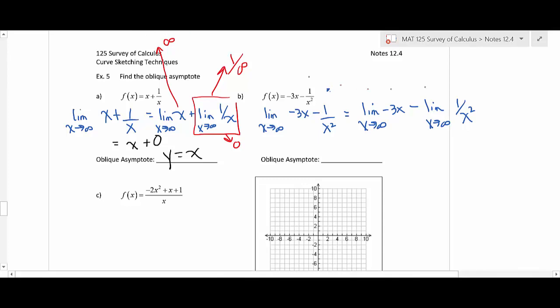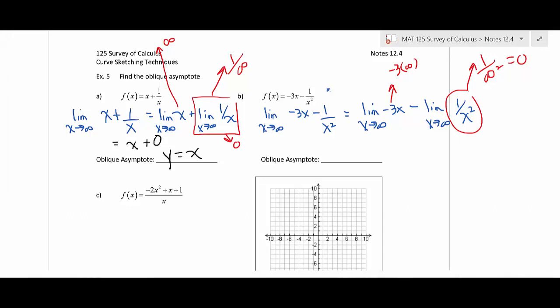Now, what happens to this one? You're really going 1 over infinity squared. Where does that go? 0. So it goes to 0, right? Okay, the denominator is infinite, so that goes to 0. This one right here, let's just go to infinity. Okay, it doesn't matter that you're multiplying it by negative 3. It's still an infinite number.